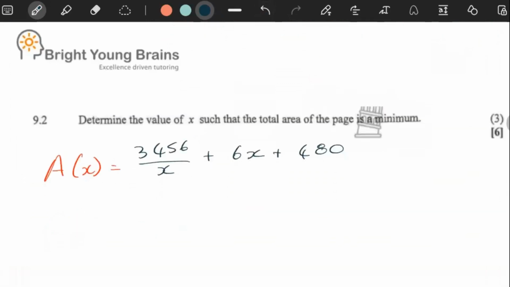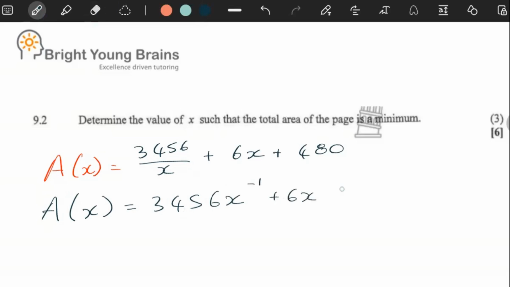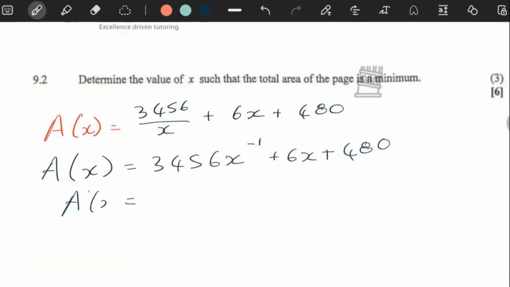So where is the area minimum? Without overthinking it, you're just going to work out where the first derivative is equal to 0. Before you can get there, you have to rewrite this in a way that you can easily differentiate. So the x goes up with a negative exponent there, and then 480 over there. Differentiating here, you're going to have negative 3456 to the power of negative 2. Differentiating this, you have a 6 only, this falls away.